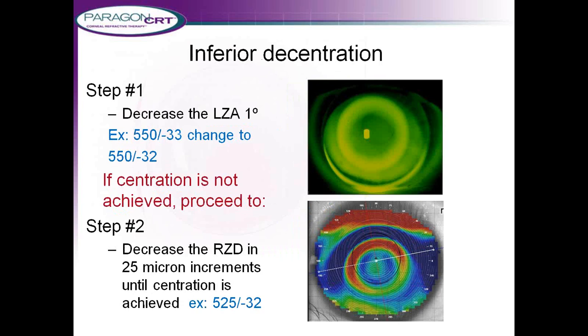If we have inferior decentration, again verified by topography, we're going to decrease the landing zone angle 1 degree and stay with the same return zone depth. Step 2 would be if we still didn't move the lens to center with the landing zone angle only, now we will decrease the return zone 1 step, staying with that decreased landing zone angle.